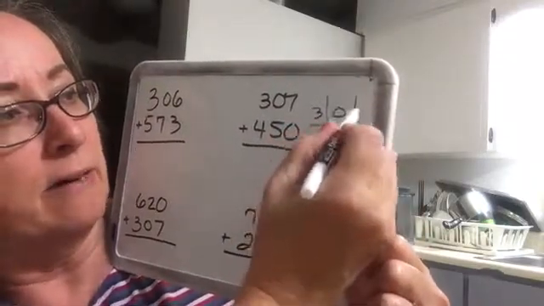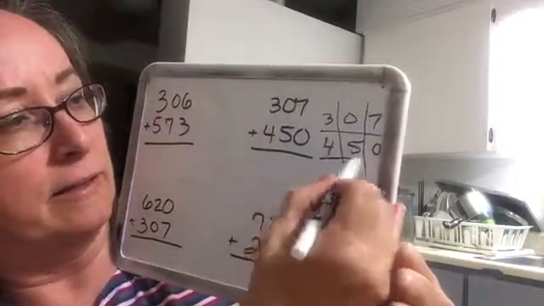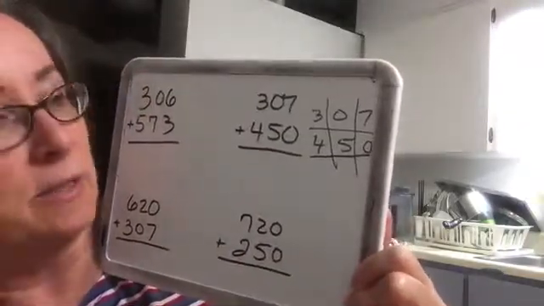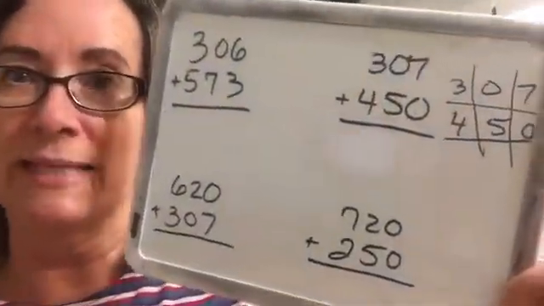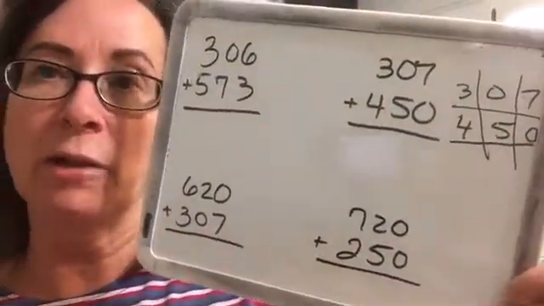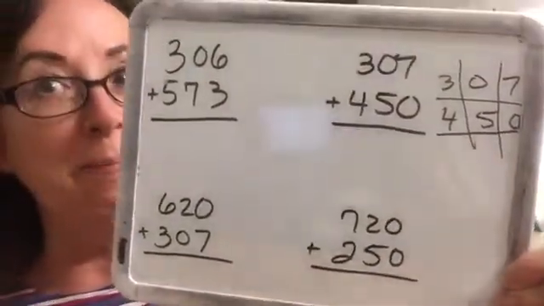3, 0, 7, 4, 5, 0. You can even make the last part of the tic-tac-toe board so that you're keeping things lined up. Oh, that's not very straight when I'm writing from the side, is it? But always keep your columns lined up. Are you ready? Are you ready to see the final answers? I hope you have finished. If you haven't finished, you need to pause your video because here come the answers.